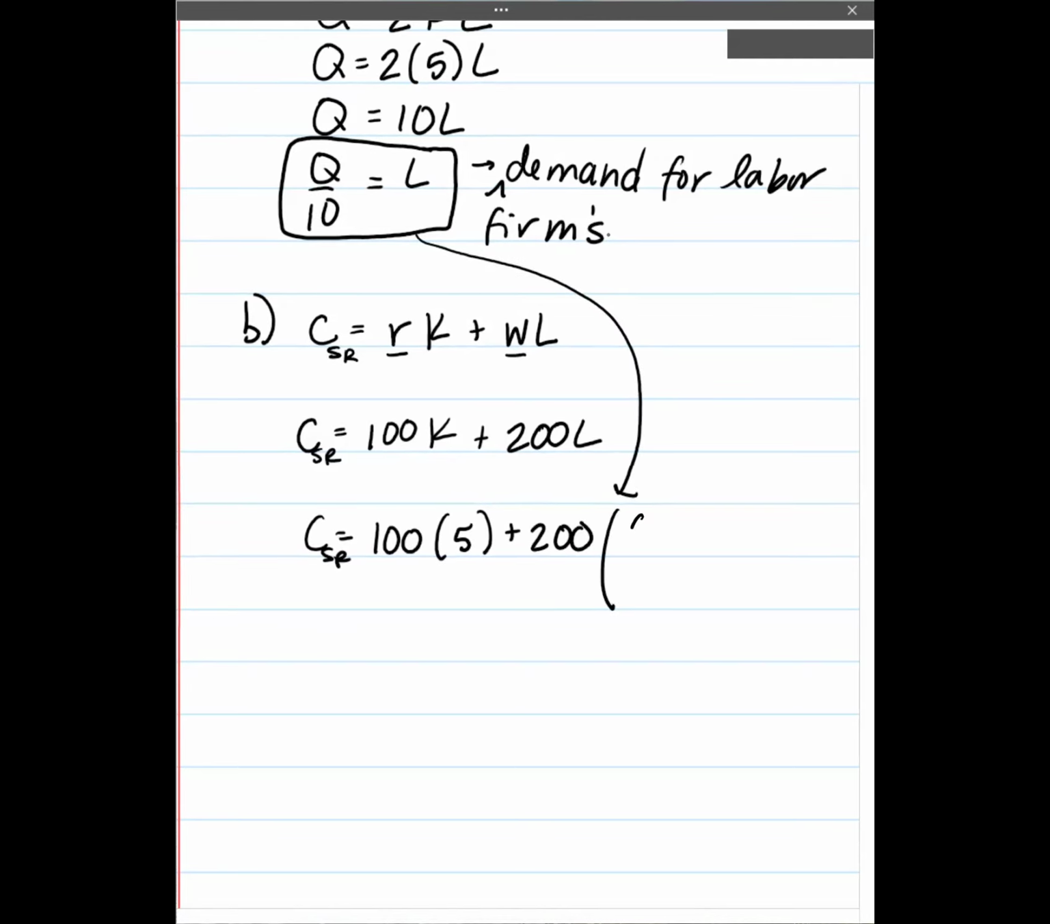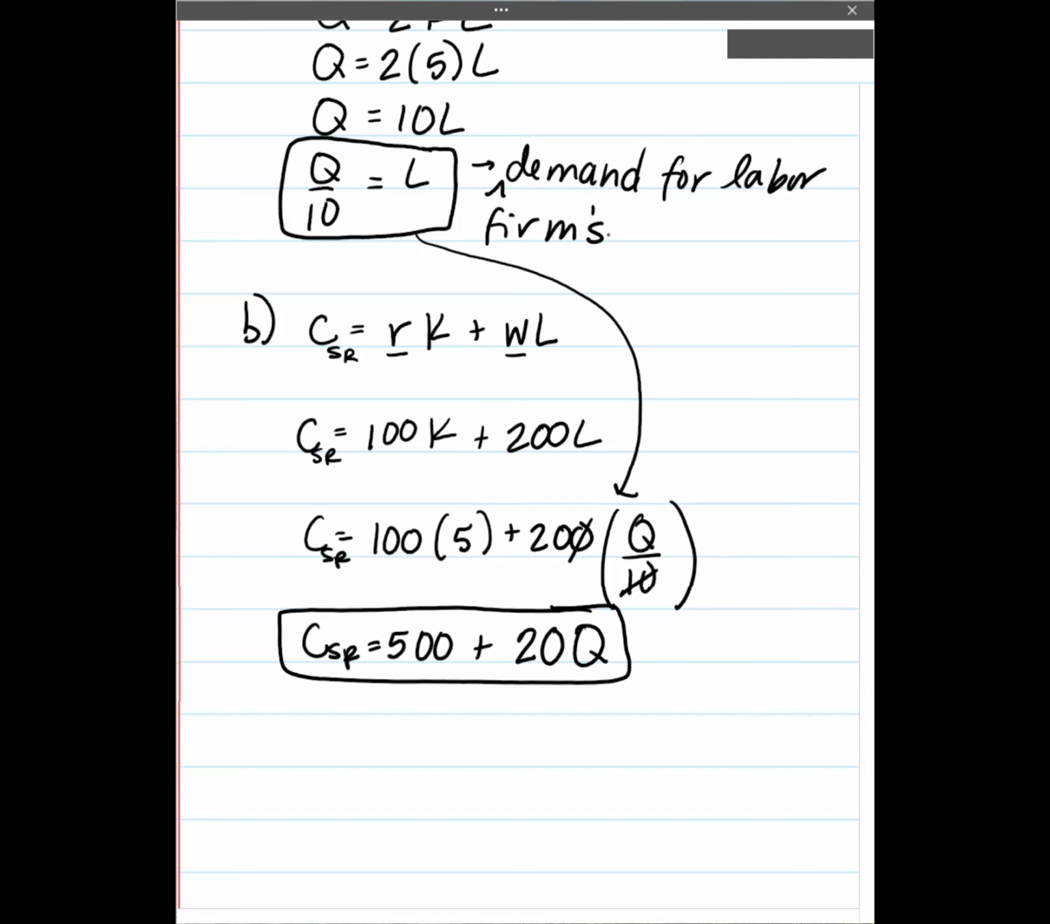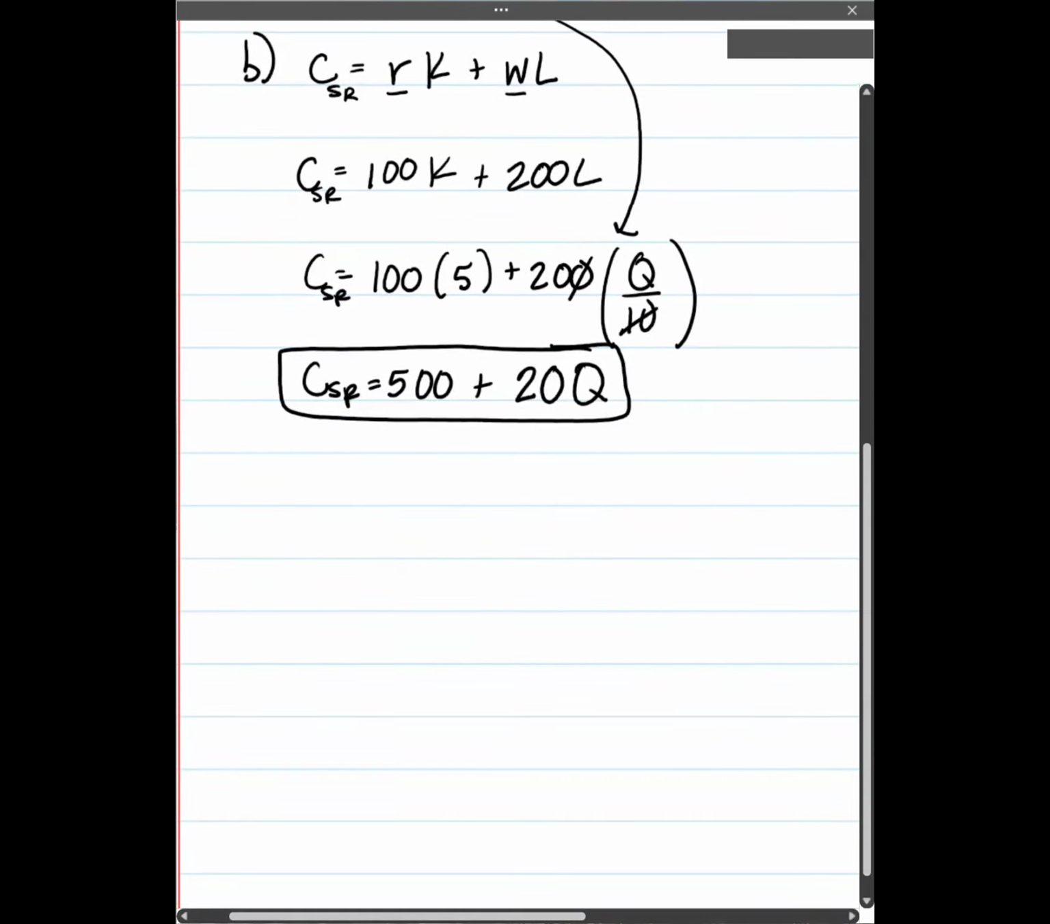So we'll have 200 times quantity over 10. Then we'll simplify. So we'll have cost in the short run is equal to 500 plus 200 divided by 10 gives us 20, plus 20 times output. And that is the firm's short run total costs in terms of quantity.